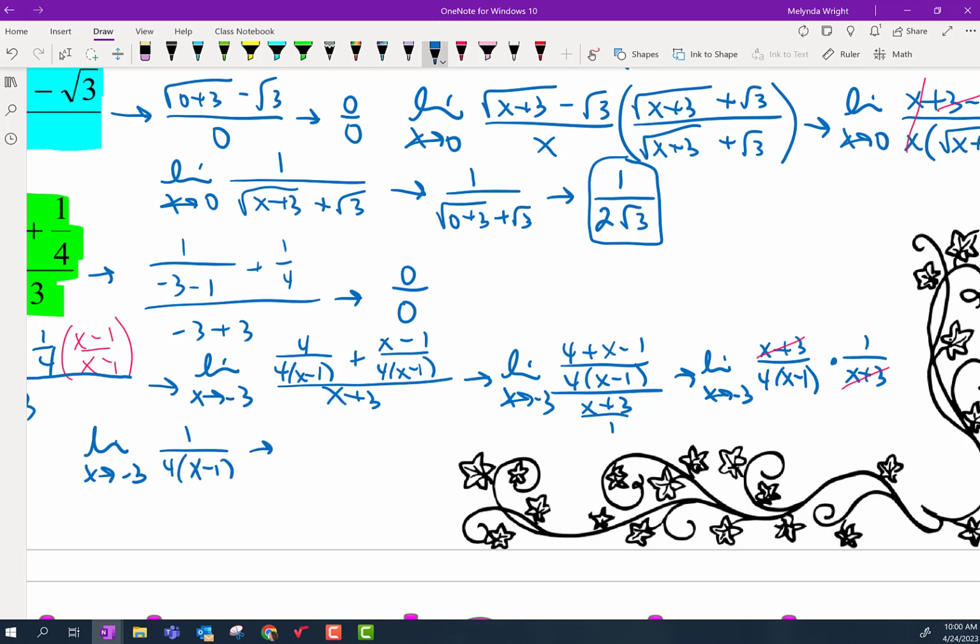All right, so here we go. We're going to plug the -3 in. 1 over 4 times -3 minus 1. Let's see, what is that? 1 over 4 times -3 minus 1 is -4. So my answer is -1/16. This time, 0 over 0 was -1/16.